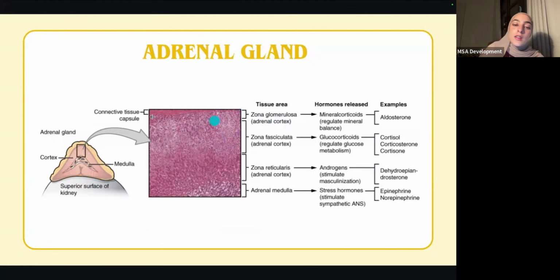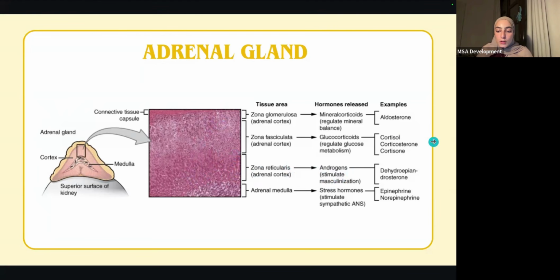For the glomerulosa, the first layer after the capsule, it's kind of small. Look how tiny it is. It releases aldosterone, a mineralocorticoid. For the second part, which is the biggest part here, all of this fasciculata, it releases the glucocorticoids, which is cortisol. For the third part, which is the reticularis, it's androgens, like sex hormones, for example.